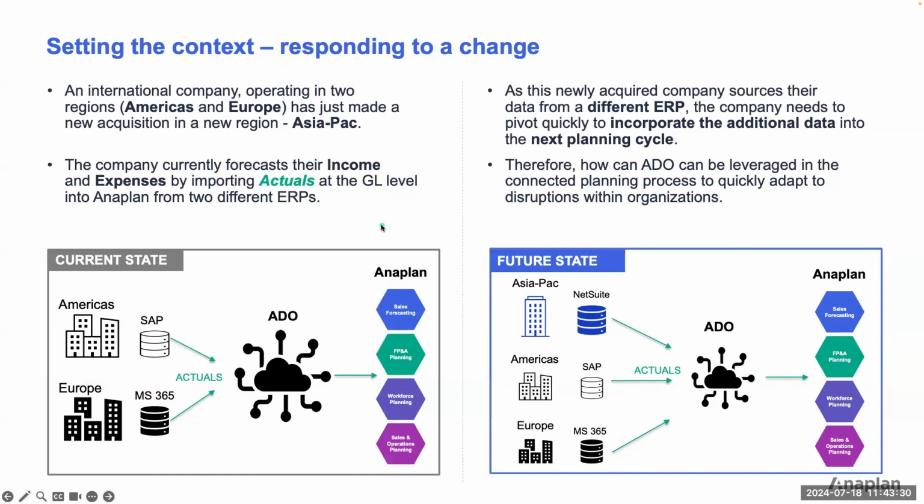Now, this organization acquires another company that operates within Asia Pacific. So again, we need to be able to do the same. We need to be able to take their data coming from a different ERP, move the actuals into ADO, transform it, and then push it into our individual models.